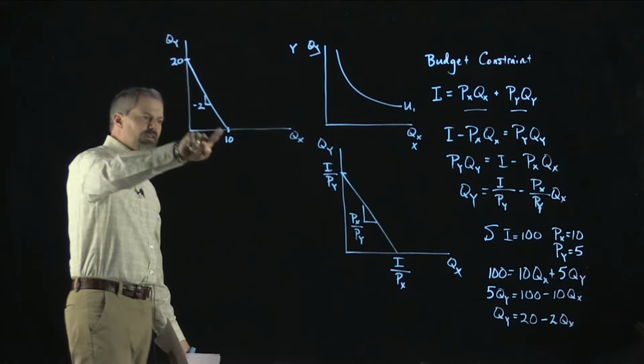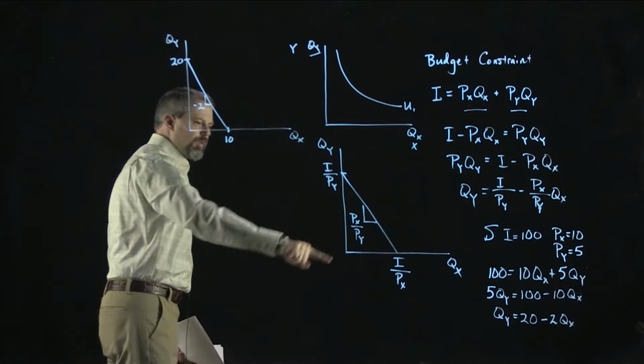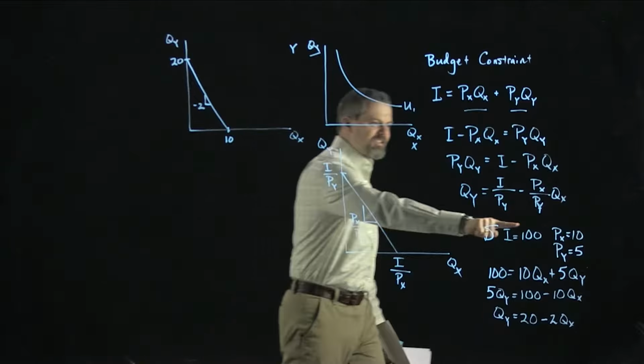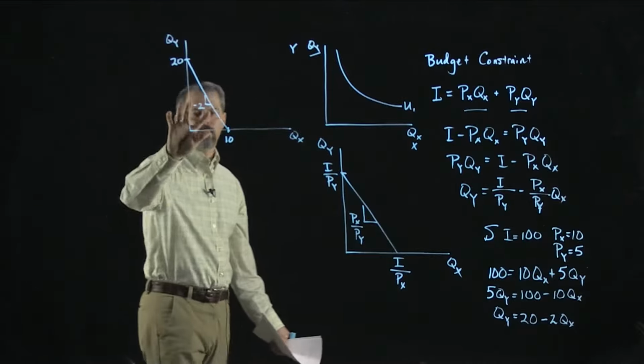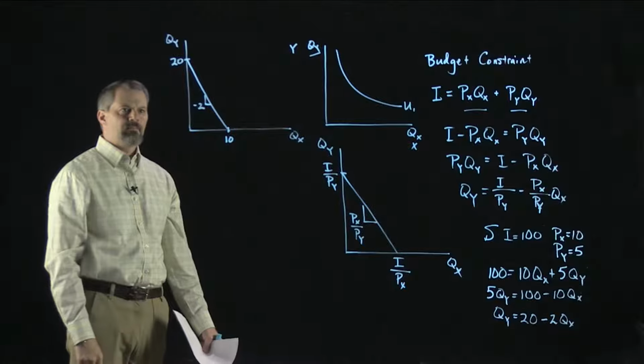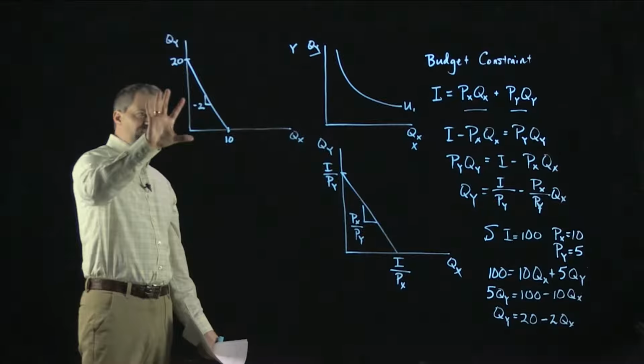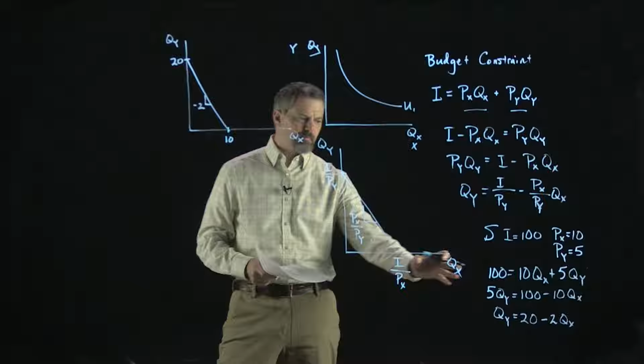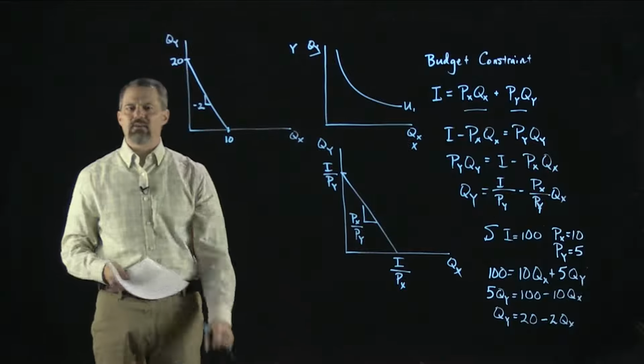The slope here is the price of good X divided by the price of good Y, which is 10 divided by 5, so the slope is indeed 2. So you can see that it's very simple, especially with the numbers, to graph your budget constraint.